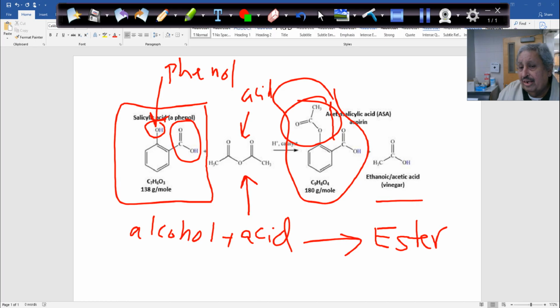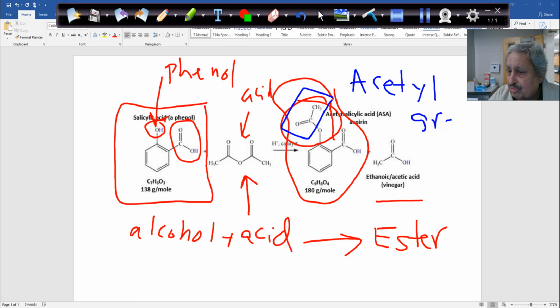So now we are making what? An ester, which is really from the acetyl. This group here is the acetyl group. So we call the whole thing a salicylic acid, but with the acetyl group attached, making an ester of that. So acetylsalicylic acid, correct? So that's what we have made.